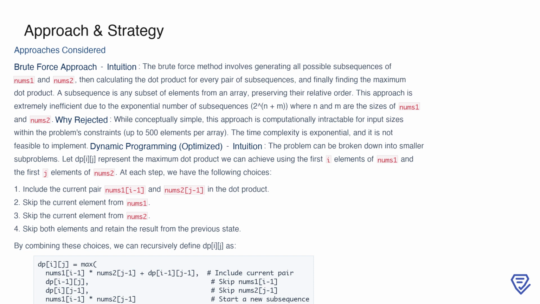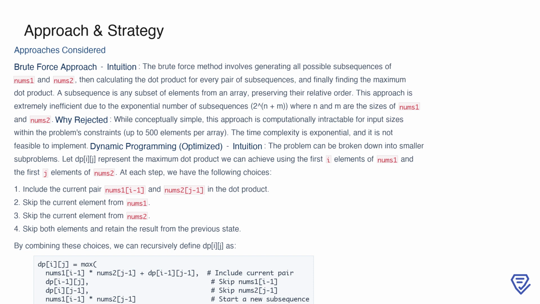A subsequence retains the relative order of elements, but the sheer number of possible subsequences, 2^(n+m), where n and m are the lengths of the arrays, makes this method computationally infeasible. For arrays of size up to 500, as allowed by the problem constraints, this approach would take an exponential amount of time, making it impractical.